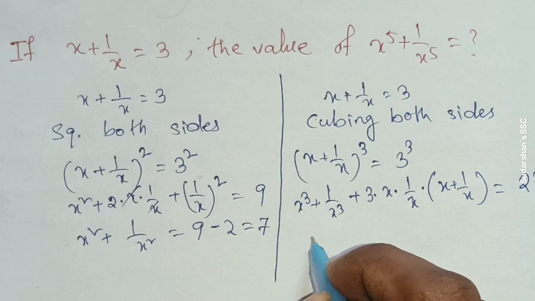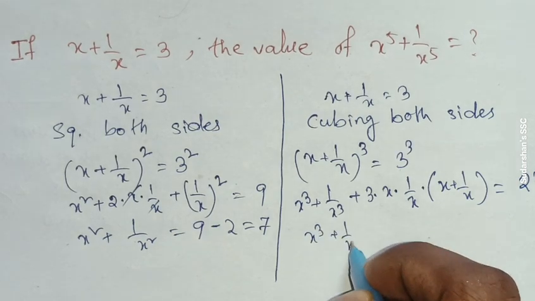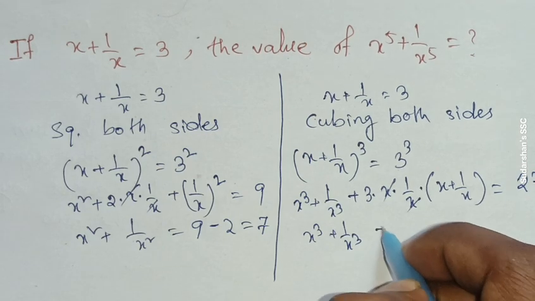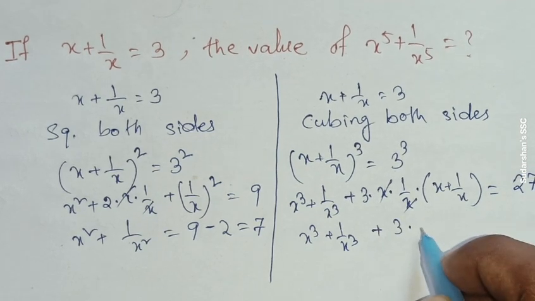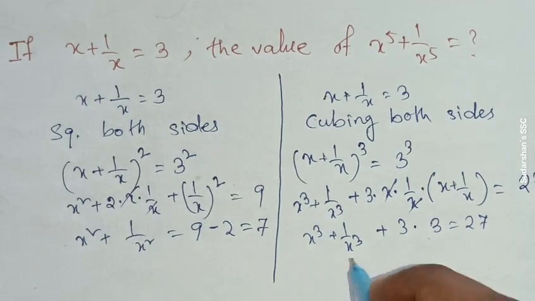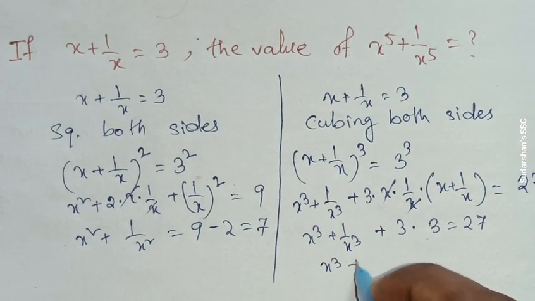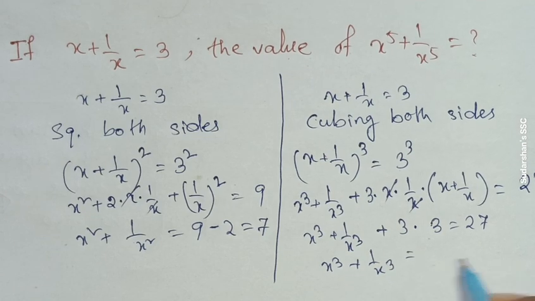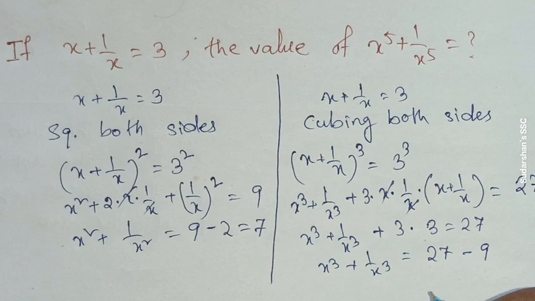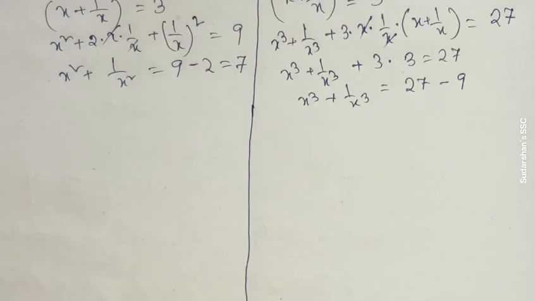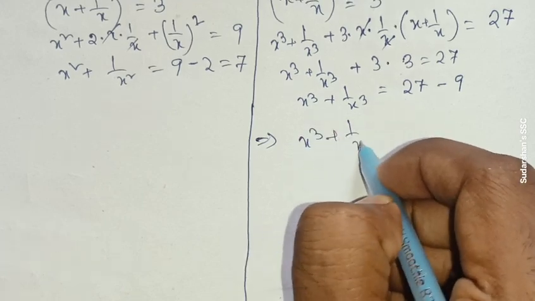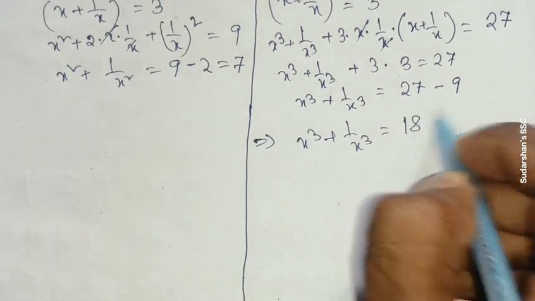27. So x's cube plus 1 by x's cube, these x's are cancelled, plus 3 multiplied by x plus 1 by x, that is 3, is equal to 27. That is x's cube plus 1 by x's cube is equal to 27 minus 3 3s are 9. That implies that x's cube plus 1 by x's cube is equal to 18.